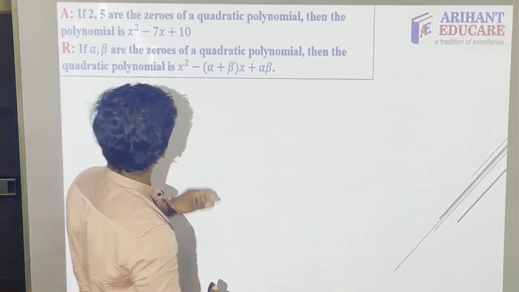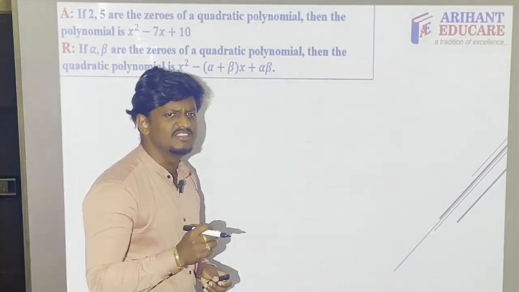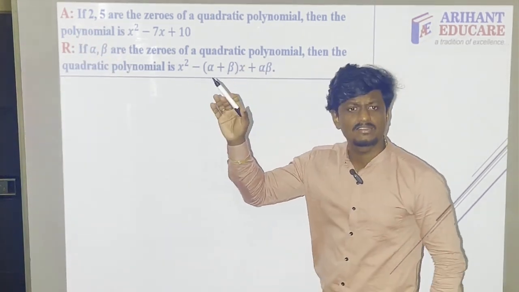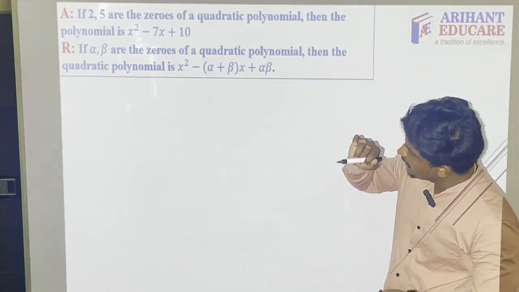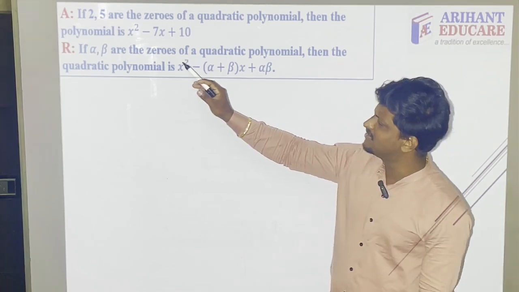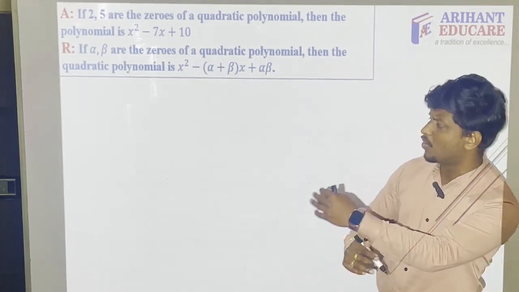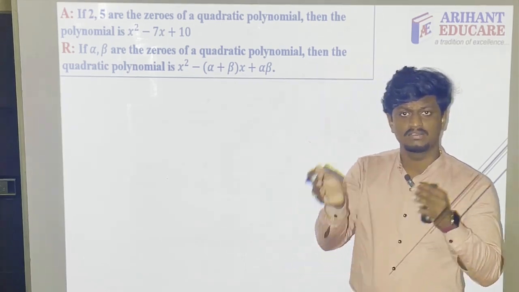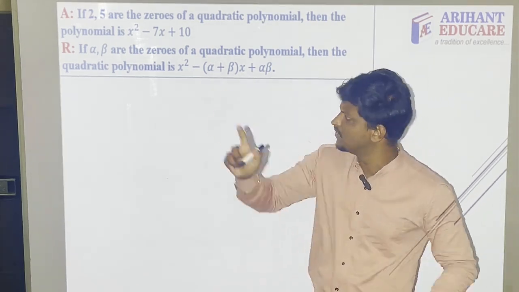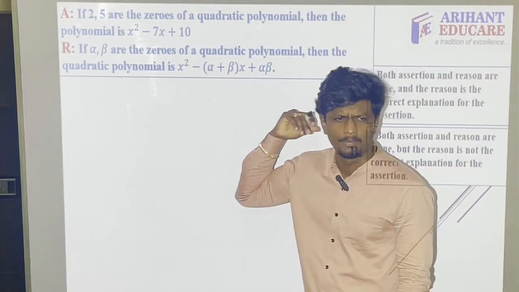The second question says, if 2, 5 are the zeros of the quadratic polynomial x square minus 7x plus 10, okay, if alpha and beta are the zeros of a quadratic polynomial, then the quadratic polynomial can also be written or represented as x square minus (alpha plus beta), that is, the sum of the zeros into x, plus alpha beta. You know the options, okay?